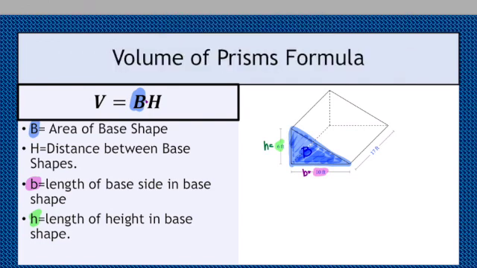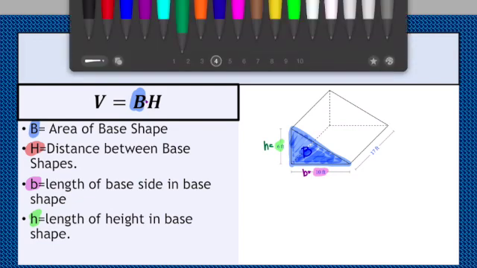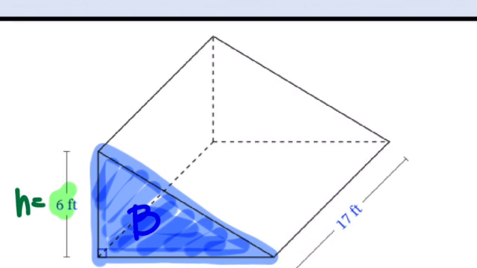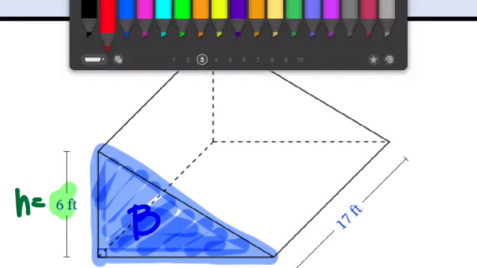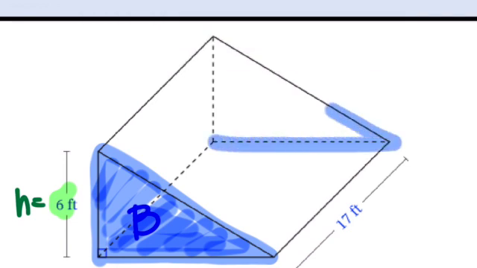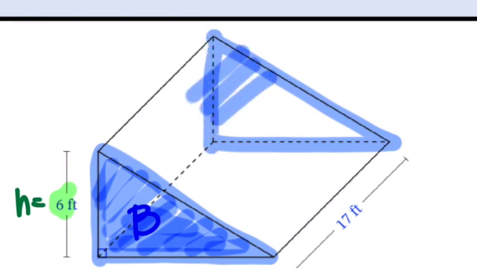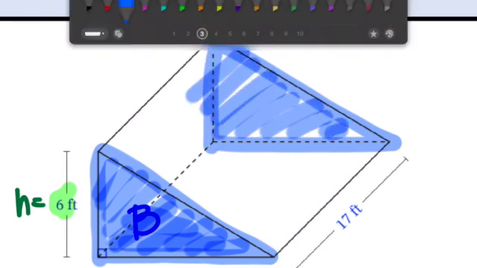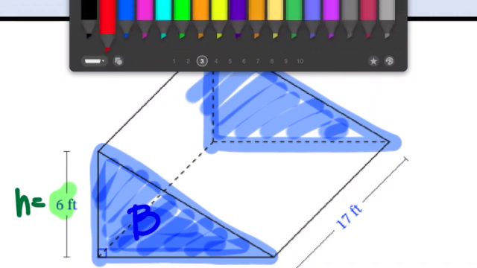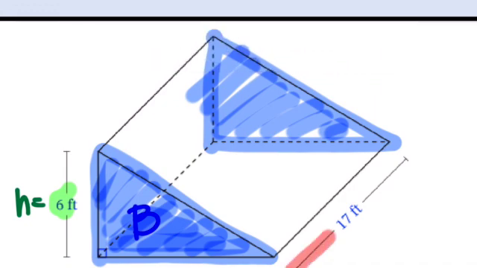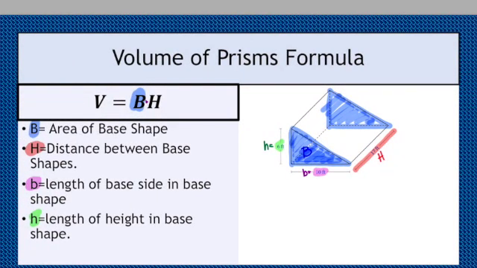But then we also have our capital H. Capital H is going to be the distance between the base shapes. So find your other base shape. My other base shape is going to be all the way over here. Whoops, I wanted a highlighter. It's going to be all the way over here. So what would the distance be from one base shape to the other shape? We have to find that distance. So this is going to be the distance. This is known as your H, your capital H. It is the distance between those two shapes.